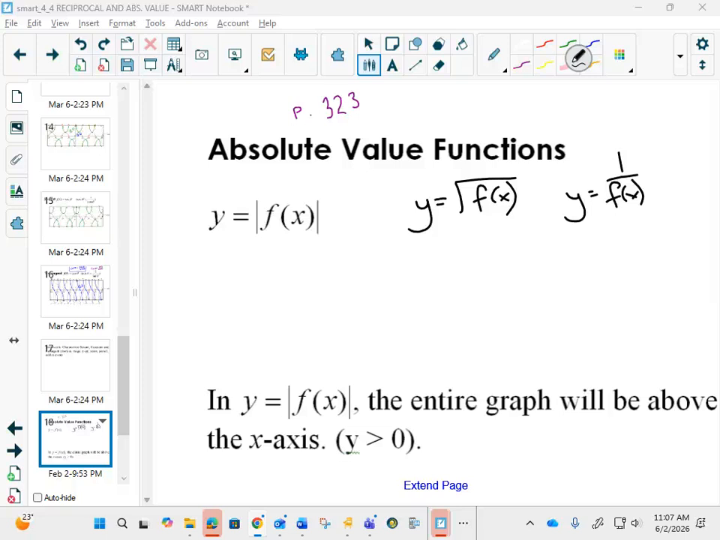Now, you know what absolute values do already, right? What do absolute values do to a negative number? Make it positive. What do absolute values do to a positive number? Keep it the same, right? So basically, all that's going to happen is all of the negative y values become positive y values. And if you took negative y values and made them positive values, that's like flipping them over the x-axis. So we've done that before.